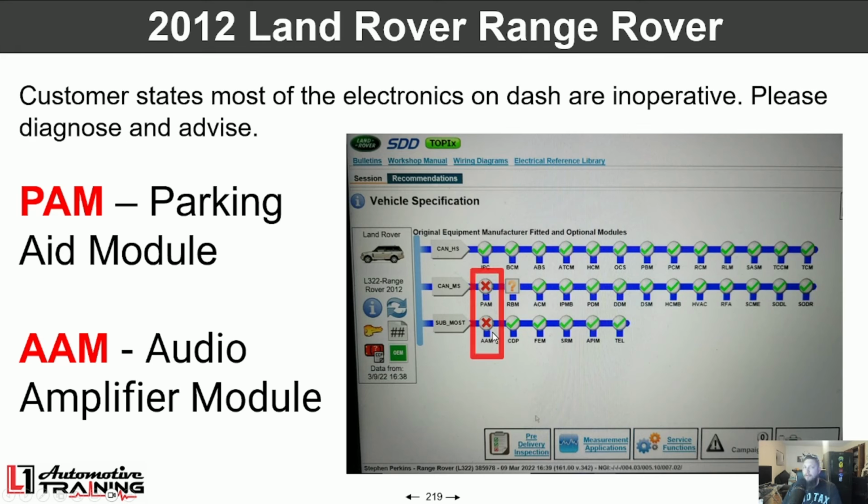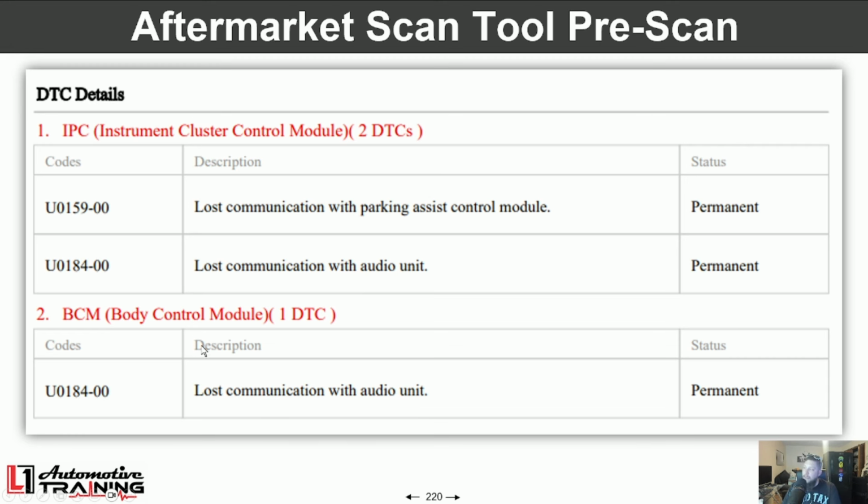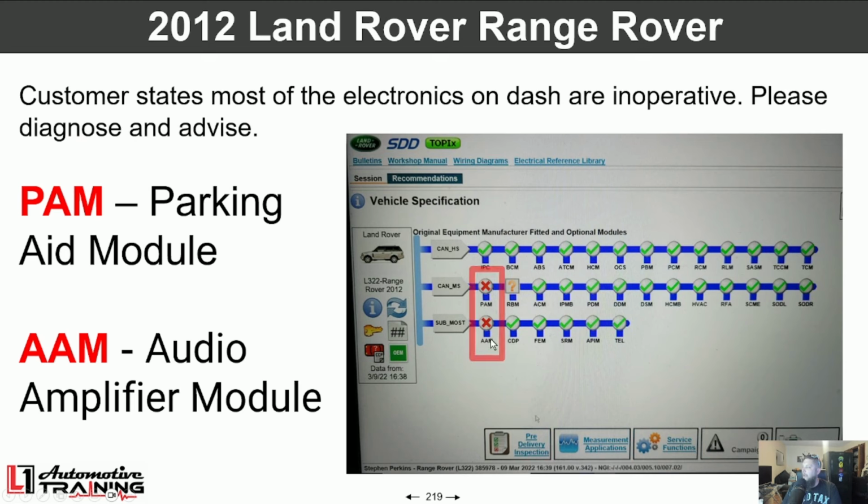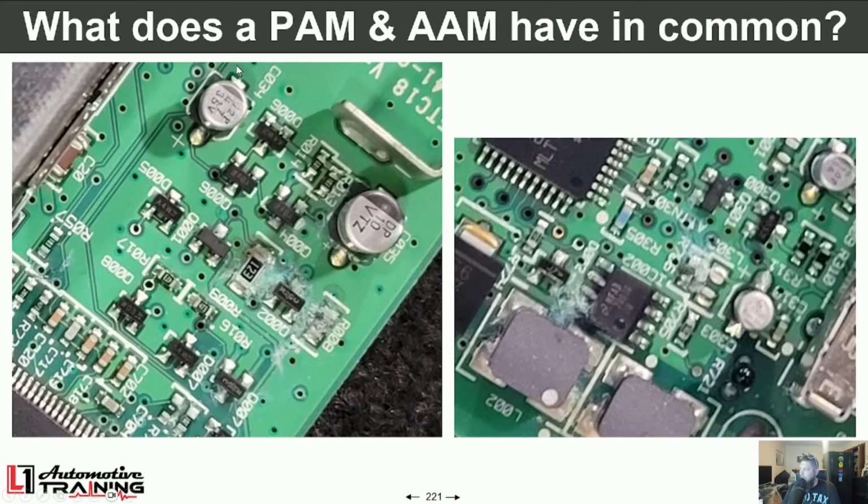So looking at a scan of the vehicle, lost comm with parking assist and lost communication with audio unit. Now, what does the parking aid module and an audio amplifier module have in common on this vehicle? I want you to think about this. Well, they have a physical location that they share. They're bolted to each other with a few other modules in the rear driver side panel of this vehicle, where these vehicles are notorious for one fault: water. And these modules both had water damage inside of them.